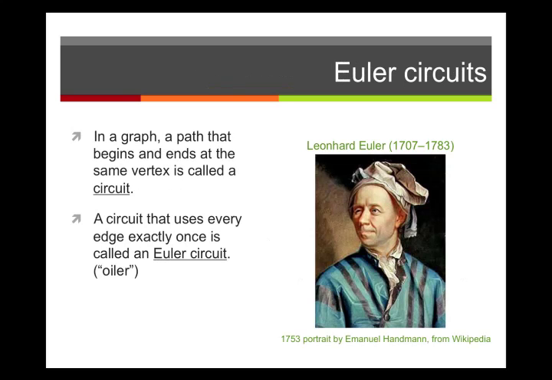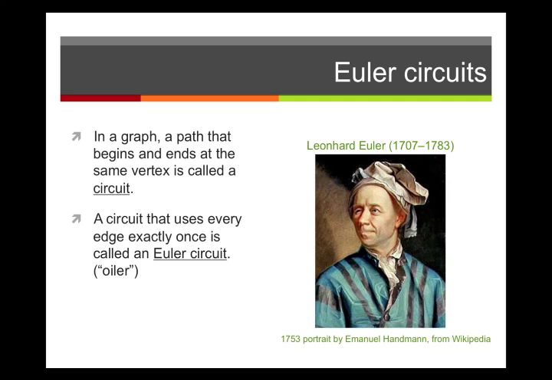Now, there's a name for this in graph theory. In a graph, a path that begins and ends at the same vertex is called a circuit, C-I-R-C-U-I-T. And then, a circuit that uses every edge exactly once is called an Euler circuit.